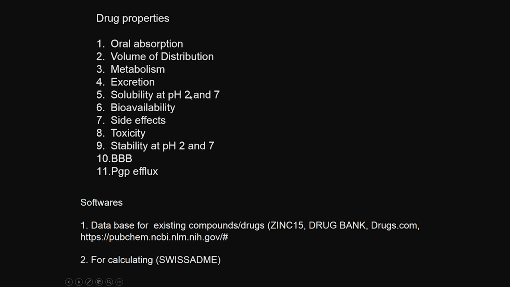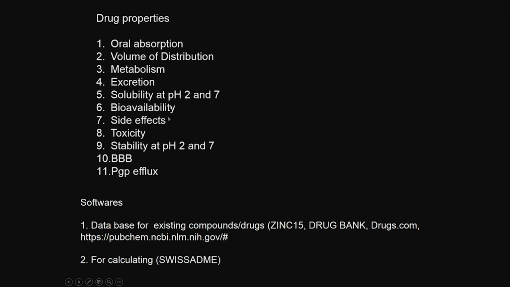Does it have solubility at pH equal to 2, that is your stomach, and does it have solubility at pH equal to 7, that is in the blood region. Bioavailability, what is the concentration of the drug available at the target site, does it have side effects, toxicity, stability at pH 2 and at 7, the blood brain barrier penetration, BBB means blood brain barrier, and then P-gp effects.